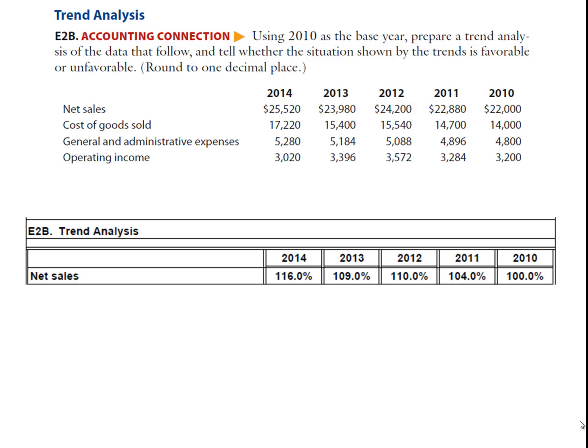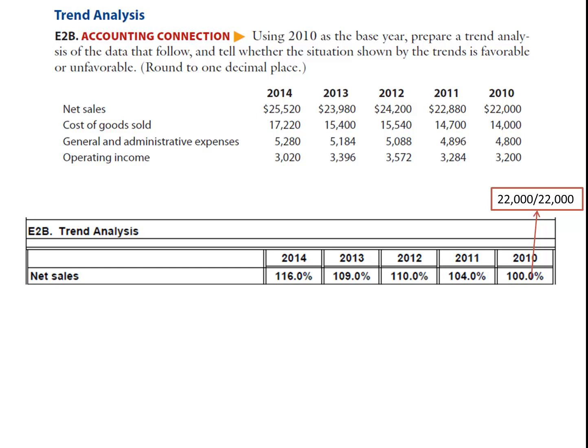So the first thing we're going to do is look at our net sales. And you can see here that I have shown you the percentages and I've shown you the trend. But let's talk about where that came from. Everything basically is going to be divided by the 2010 amount. So 2010, since it's our base year, is always going to show 100%.